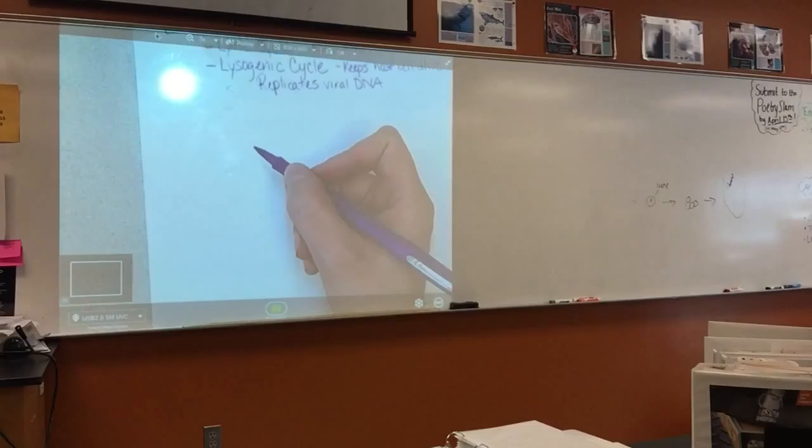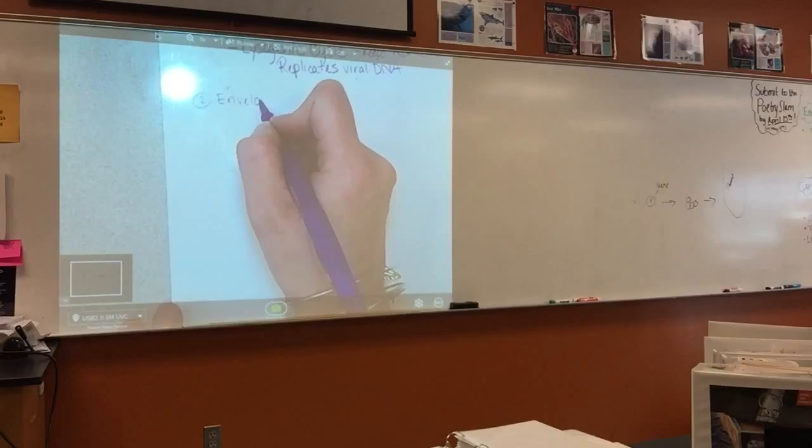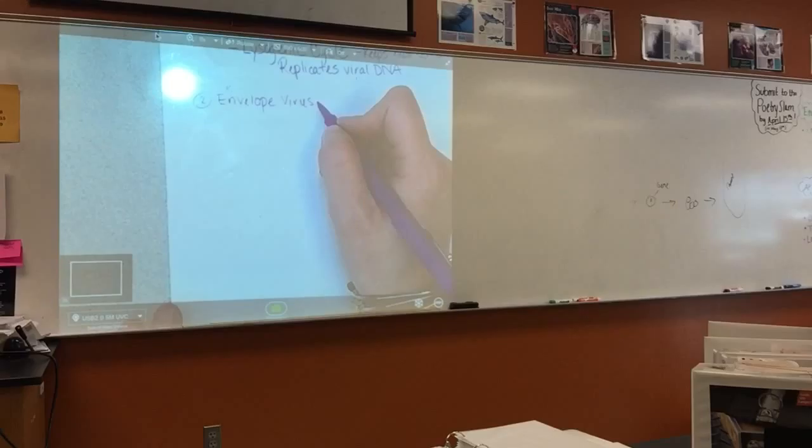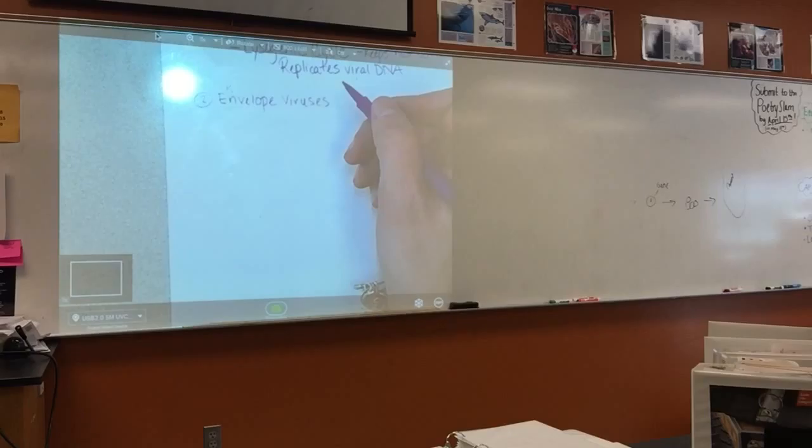And that's your bacteriophage. Then we also have some viruses that are called enveloped viruses. These are viruses that can affect us. Bacteriophages do not affect us, enveloped viruses can. Enveloped viruses have an envelope around them. So what does that mean?